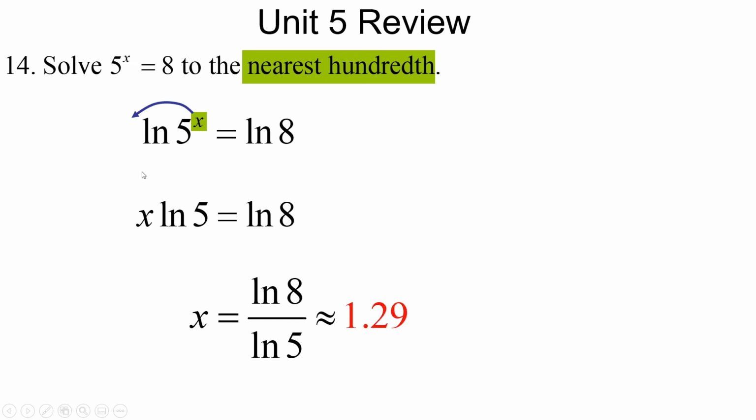By the way, what if I had taken the common log of both sides? That would have worked. Watch when I punch out the common log of 8 divided by the common log of 5. Guess what I'm going to get? Exactly the same number, 1.292029674, or approximately, to the nearest hundredth, 1.29. Well, this is good stuff.